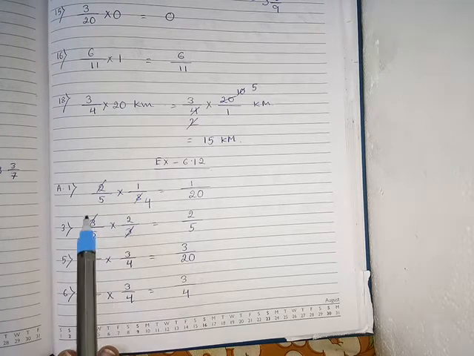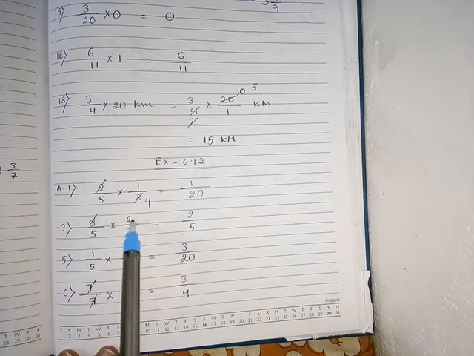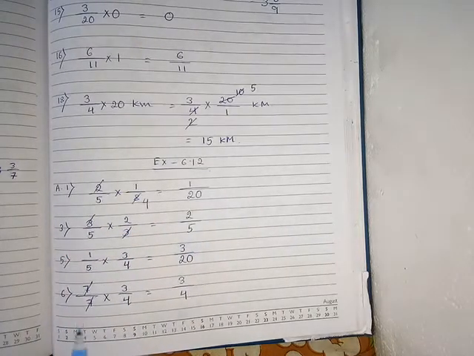In the numerator it is 3 and in the denominator it is 3, so we can cancel them. Now 2 ones are 2, 5 ones are 5.